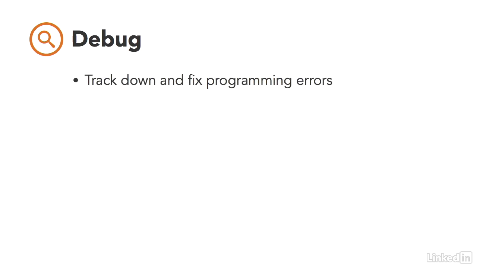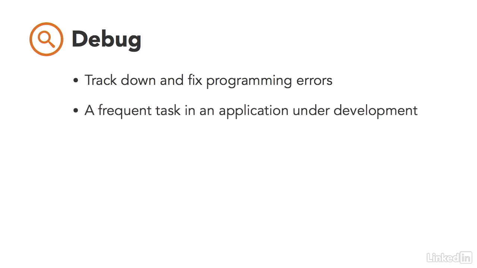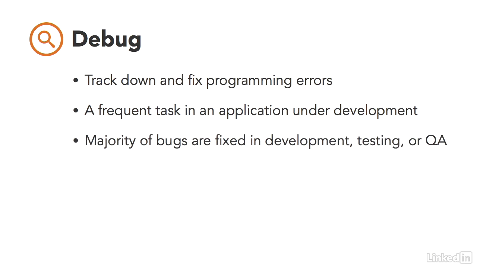Here is the most common explanation of what it means to debug an application. The application has a programming error. It's our job to track down and fix the error. This is a common task during development. The majority of bugs are fixed during the application development, testing, or QA phase.